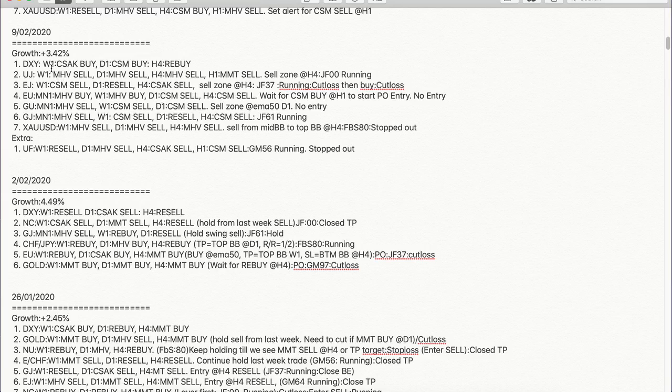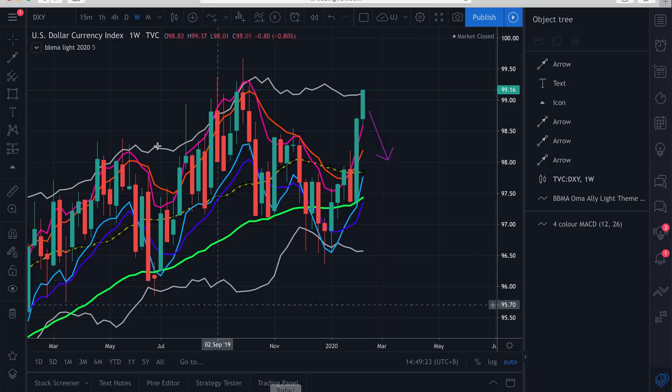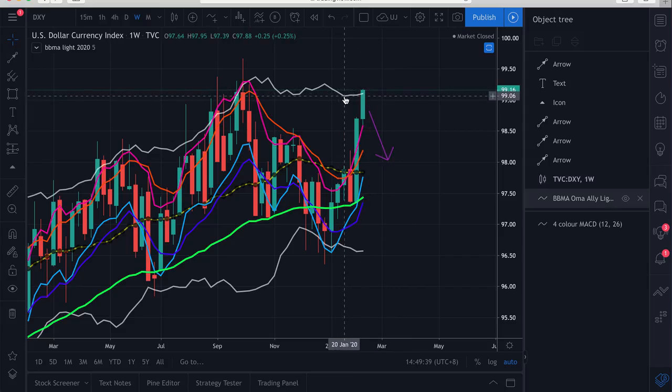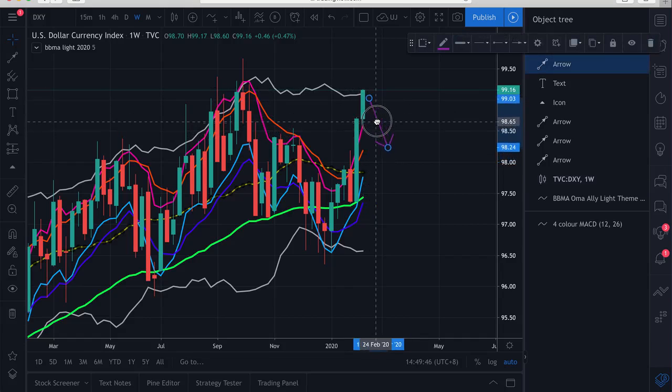Okay, let's go to this week's analysis. We start by looking at the DXY. In the weekly time frame, we can see the last week candlestick is closed above the top BB. This is the CSM buy candlestick. However, if we look carefully at this time, the BBMA is flat. So in this condition, the most likely next price action is the price is going to retest the mid, at least to the mid BB.